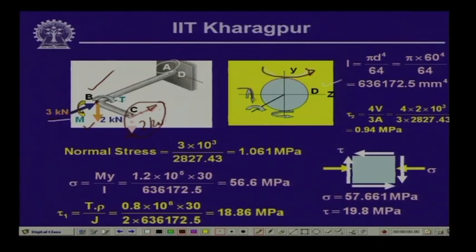Load P is going to cause a moment about the z axis, and we have T, which is a twisting moment acting about the axis which is perpendicular to the board. Along with that, we have the axial thrust of magnitude 3 kilonewton. We have an axial compressive force equal to 3 kilonewton.